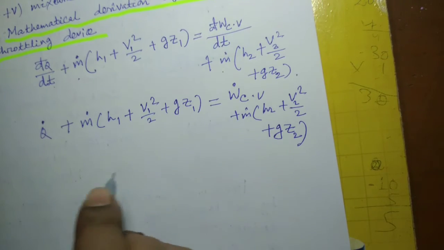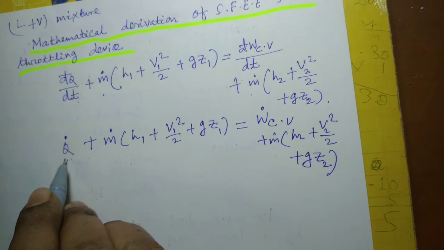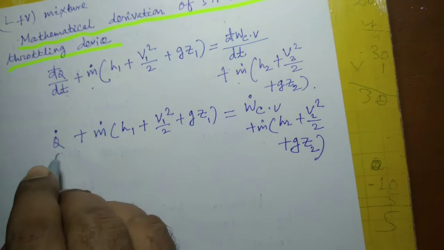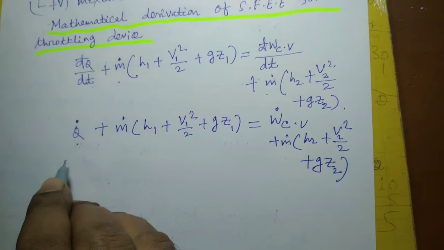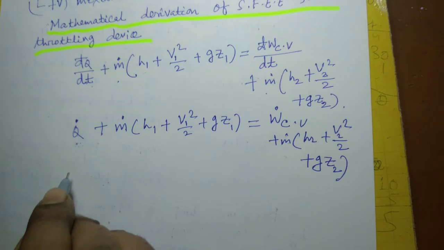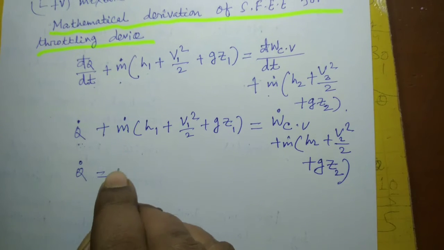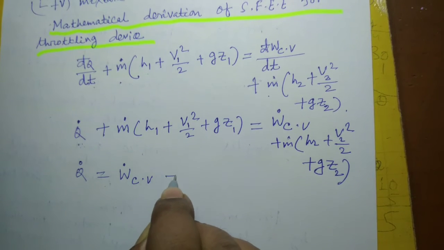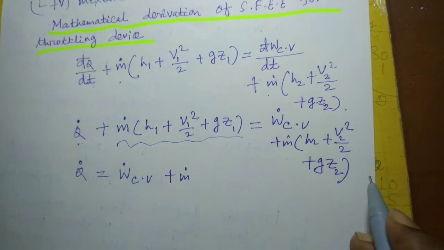So this is the rate form. That means every term in this equation will be expressed in terms of kilojoule per second or joule per second. Rate form में है kilowatt. Every term in this equation will be having a unit like kilowatt or watt simply. So I can write this as Q dot is equal to W dot CV plus m dot, ये जो टर्म को हम यहाँ ले आएंगे.